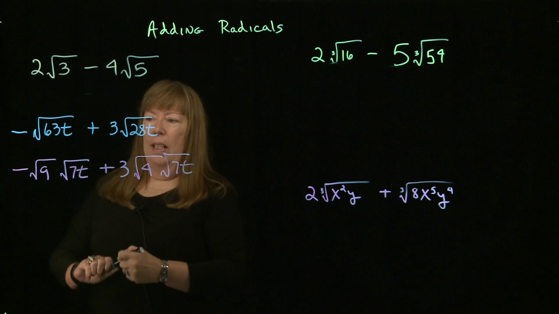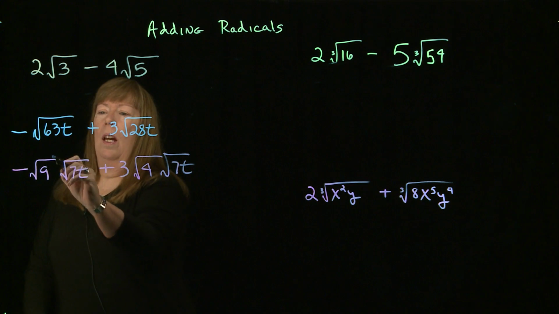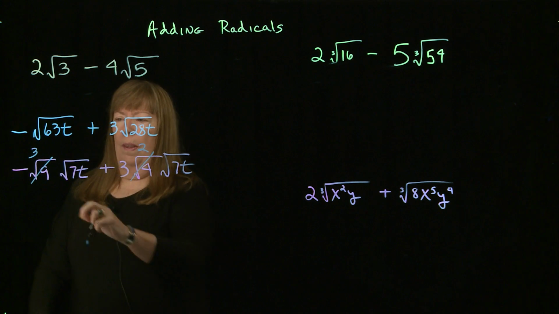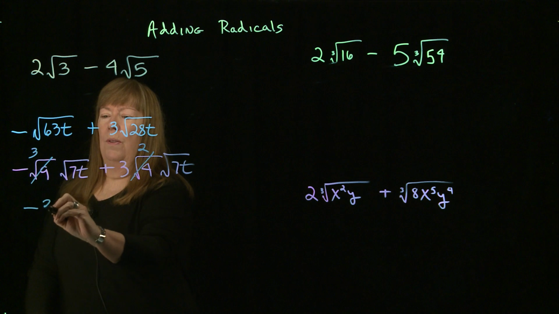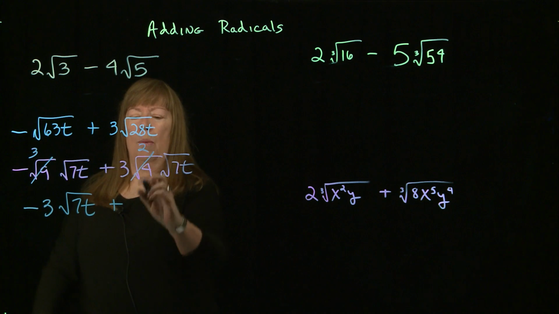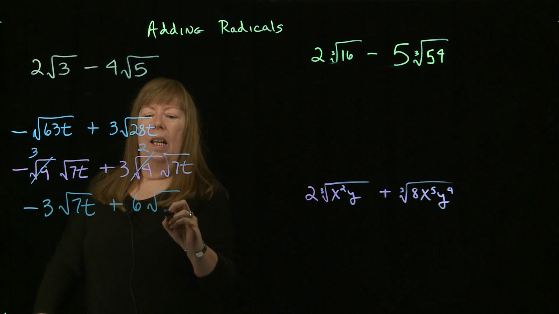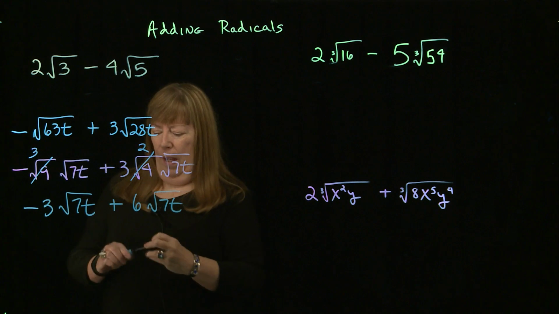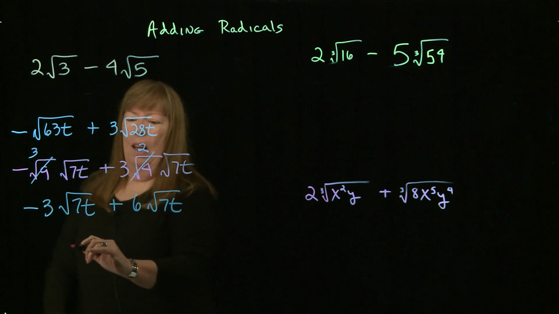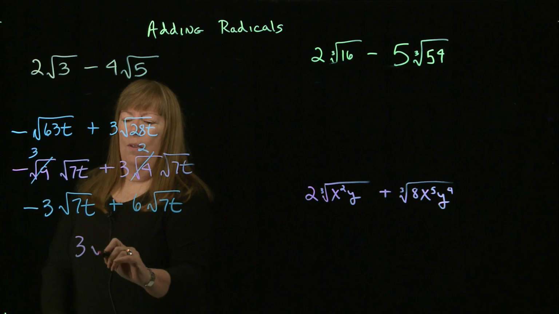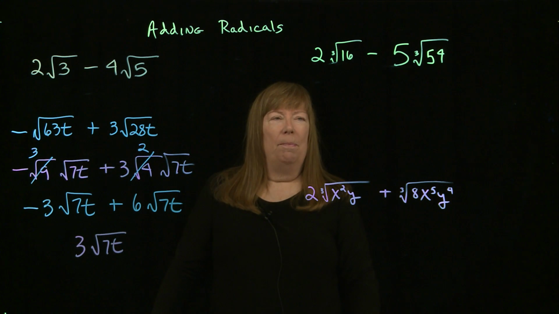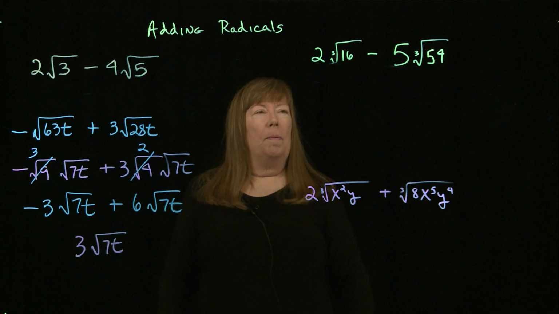Okay, next we're going to take the roots. Square root of 9 is 3, square root of 4 is 2, and that gives me negative 3 times the square root of 7t, plus 3 times 2 is 6 times the square root of 7t. And now look, voila, we have like radicals. So we can add the coefficients and keep the radical. Good.